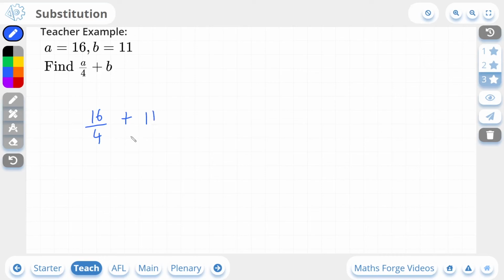And if you remember the order of operations, we'll do division before we do addition. So 16 divided by 4 is equal to 4, plus 11, which should give us 15. And if we check our answer, there it is.